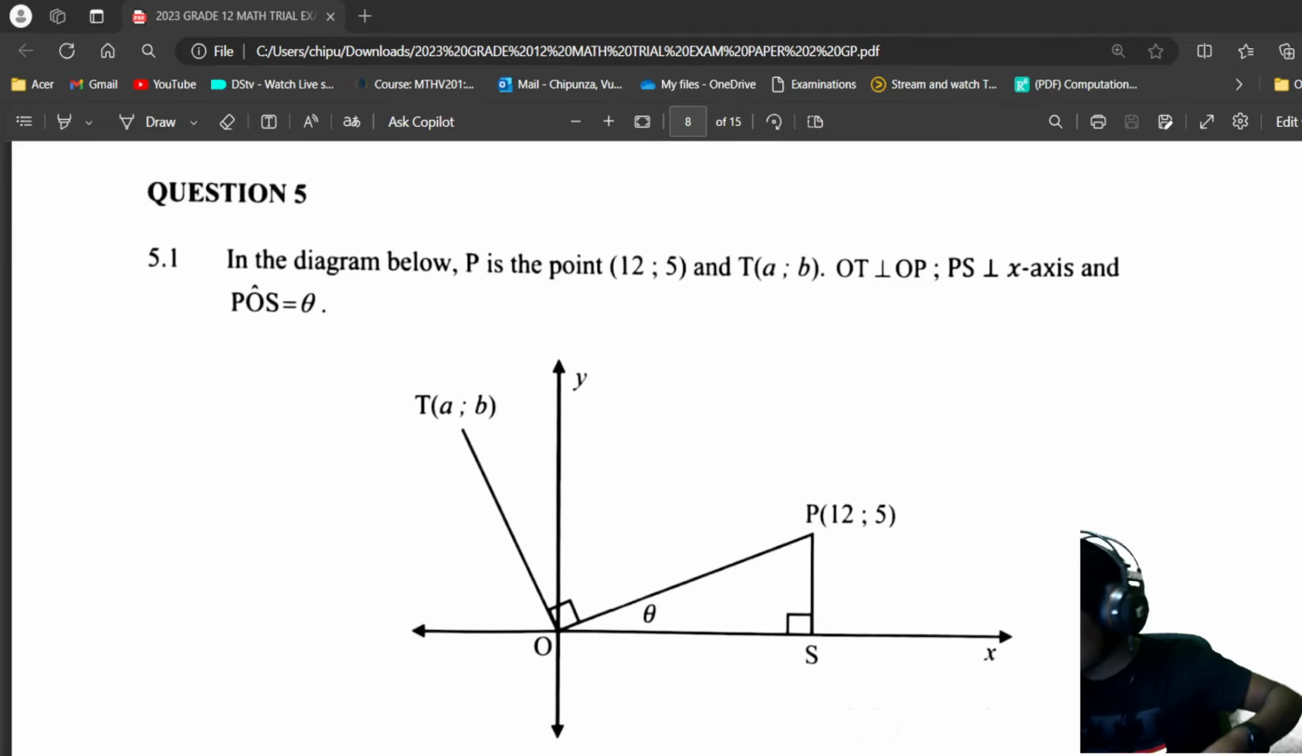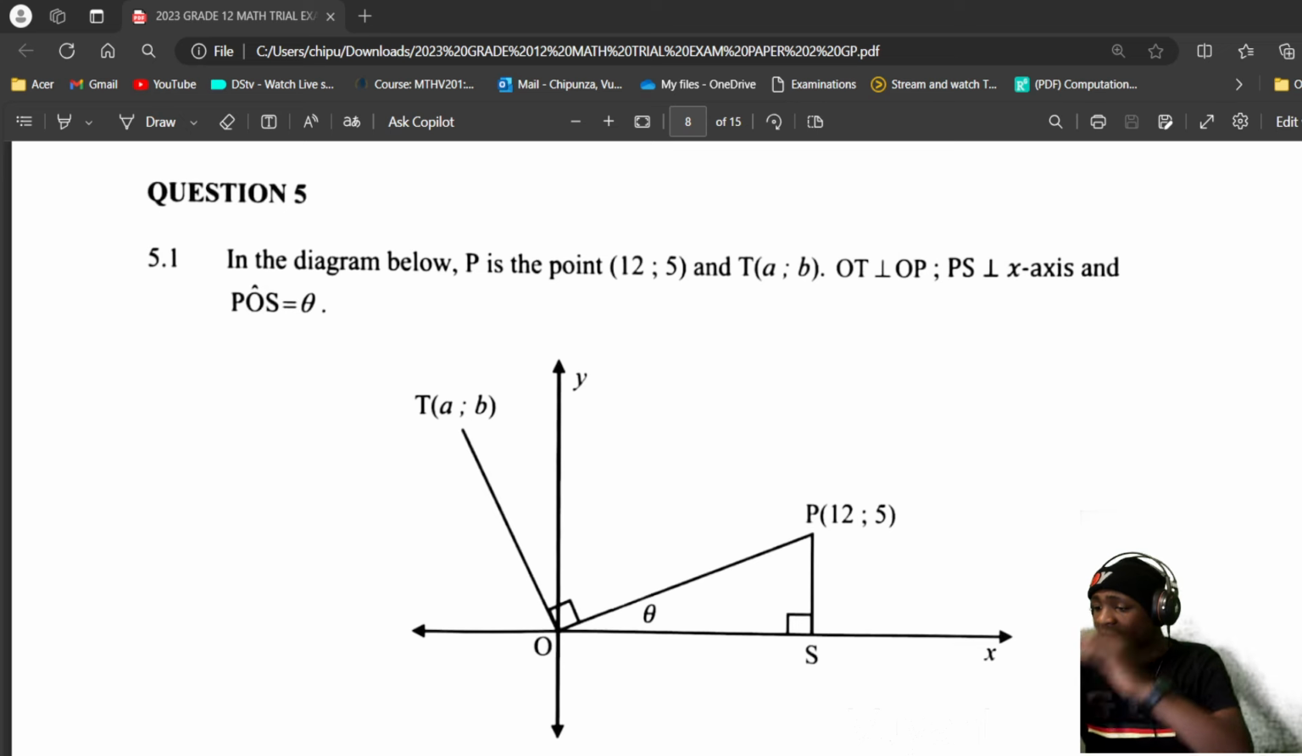Boom. In the diagram below, question 5. Now we're solving question 5. In the diagram below, P is the point (12;5), as you can see, where P is in the first quadrant, and we have T, which is (a;b), in the second quadrant, and we are told that OT is perpendicular to OP. That's interesting. We can even see the 90 degrees there.